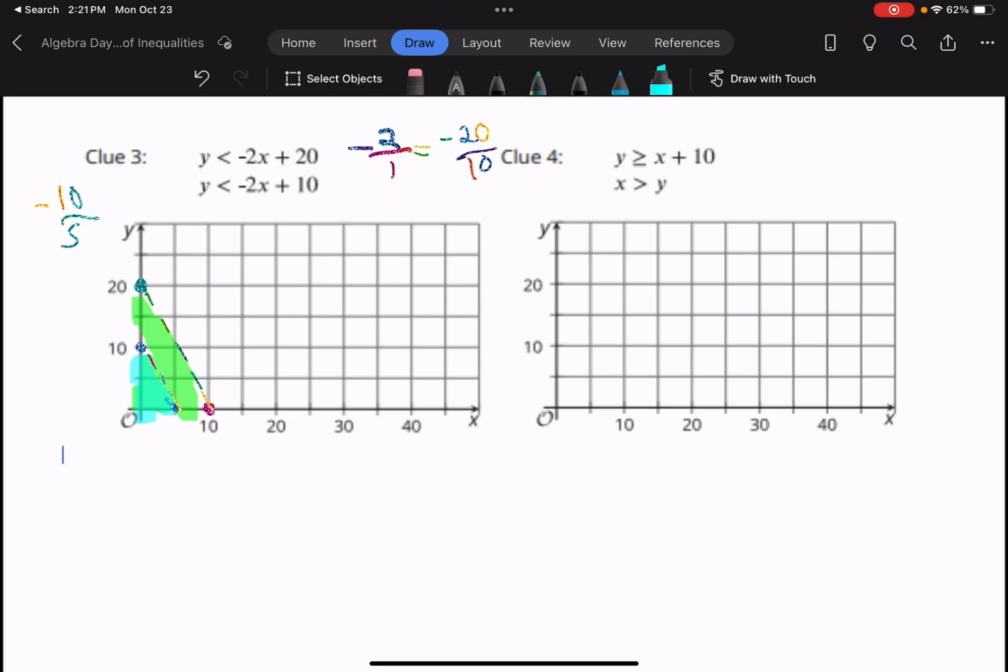Now notice that these have the same slope but a different y-intercept, so that does tell us that the lines are parallel. They aren't going to intersect. However, we can still find an inequality for this because they do have a shaded area that is in common.